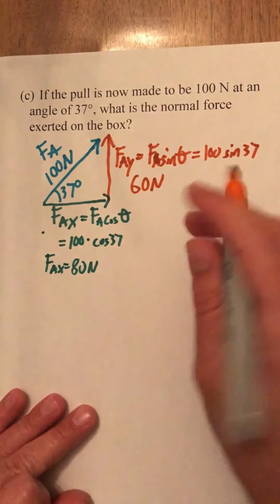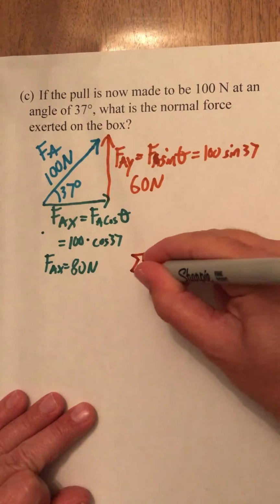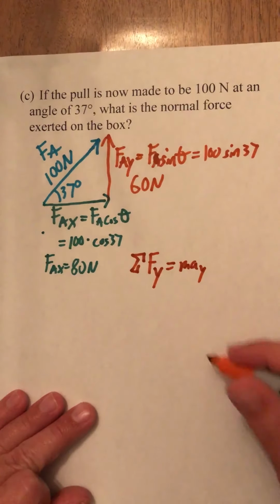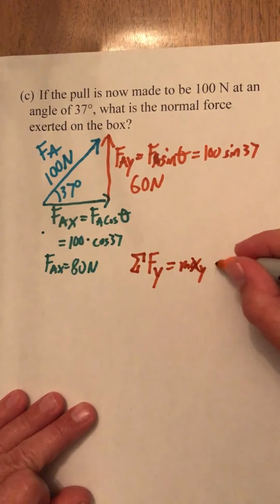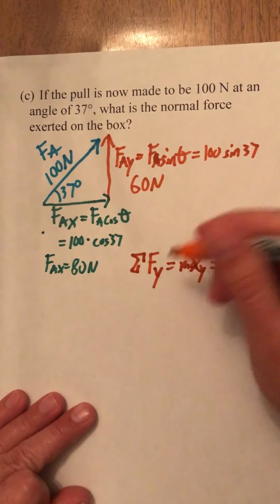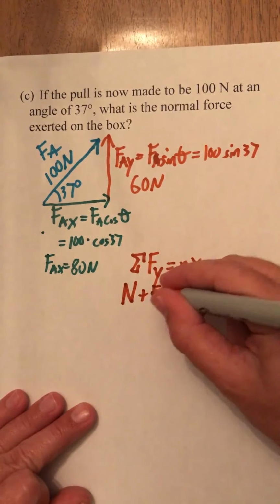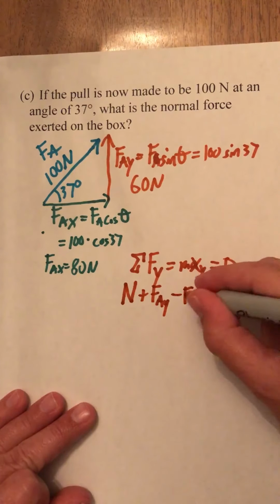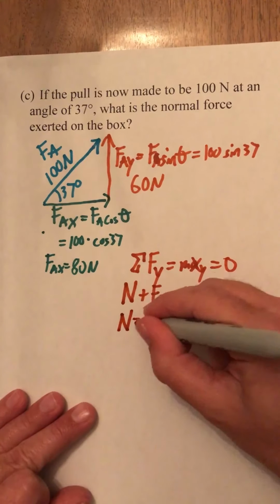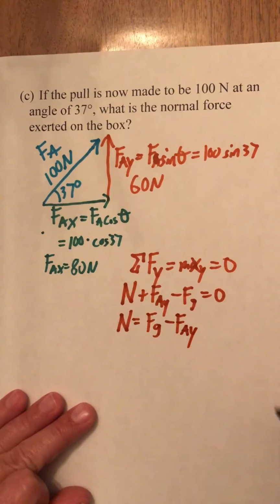So what is the normal force actually? Well, that's just going to involve this part right here. We can say again, just like before, that the sum of the forces in the y direction is equal to mass times acceleration in the y direction. There is no acceleration in the y direction, so that's got to be equal to 0, so the sum of the forces has to be equal to 0. What are the forces? Well, we have the normal force up, plus the force applied in the y direction up, minus the force of gravity down. So rearrange to solve for the normal force. So we get the normal force is equal to the weight minus the force applied in the y direction.